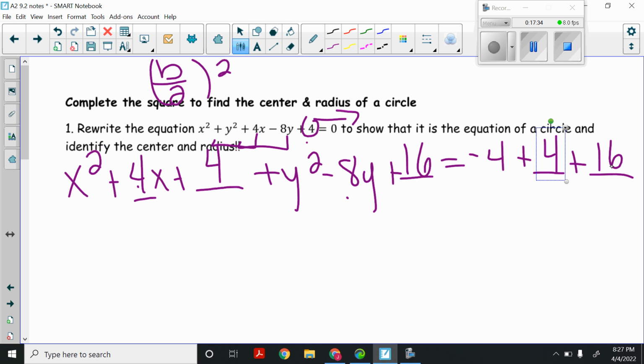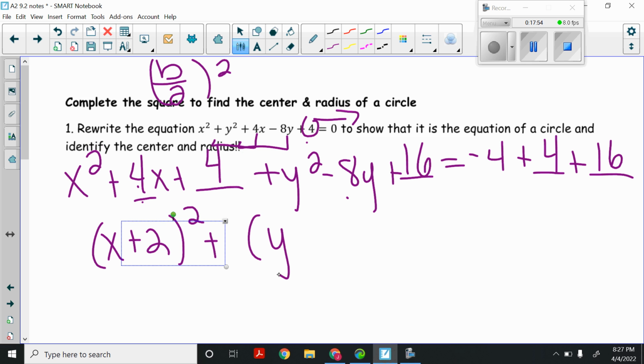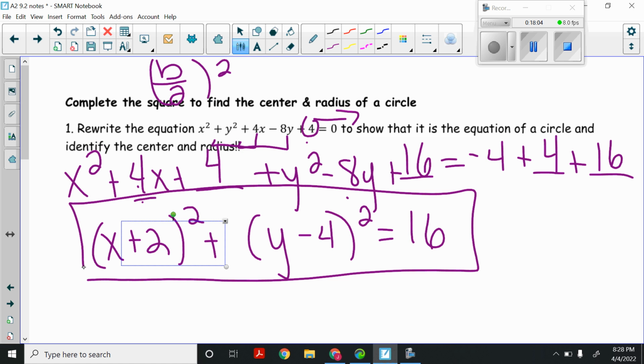So now I take x squared plus 4x plus 4. That's a perfect square trinomial, right? So I write it as a quantity squared. It's this x, and then it's this number cut in half, so 4 cut in half, (x plus 2) squared. Plus, now I'm going to do the same thing. y, negative 8 cut in half, (y minus 4) squared equals negative 4 plus 4 is 0, plus 16. There's the equation of the circle.